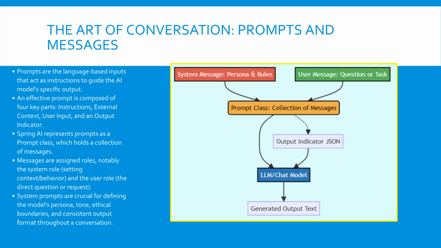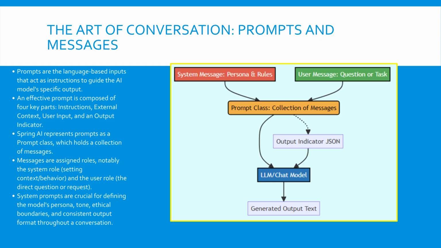This diagram illustrates how a prompt is constructed within Spring AI before being sent to the LLM. The prompt class, shown in the center, is the container for all instructional content. It receives input from two primary sources: the system message, shown in red, which defines the model's overall behavior, rules, and context, and the user message, shown in green, which contains the specific question or task requested. The combination of these messages forms the complete prompt that is passed to the LLM or chat model.